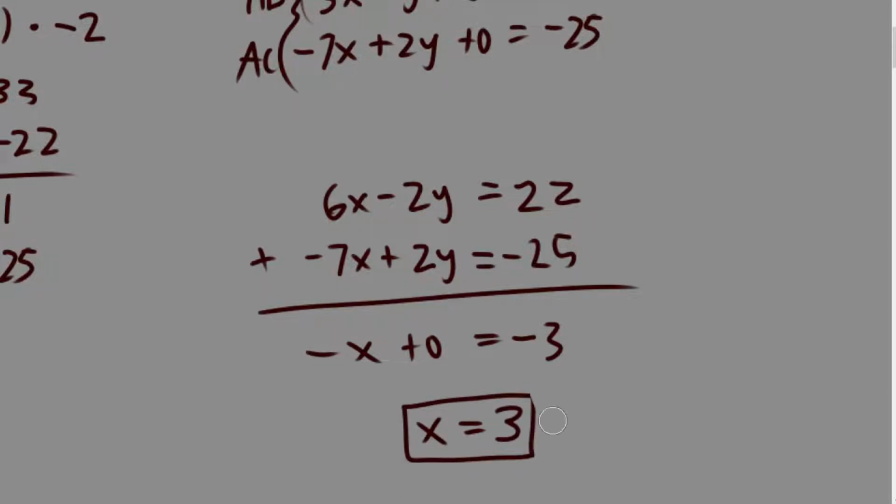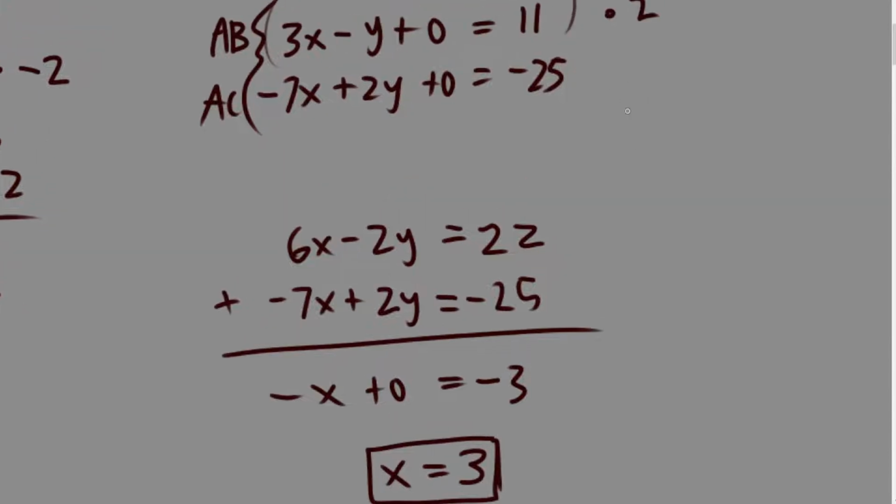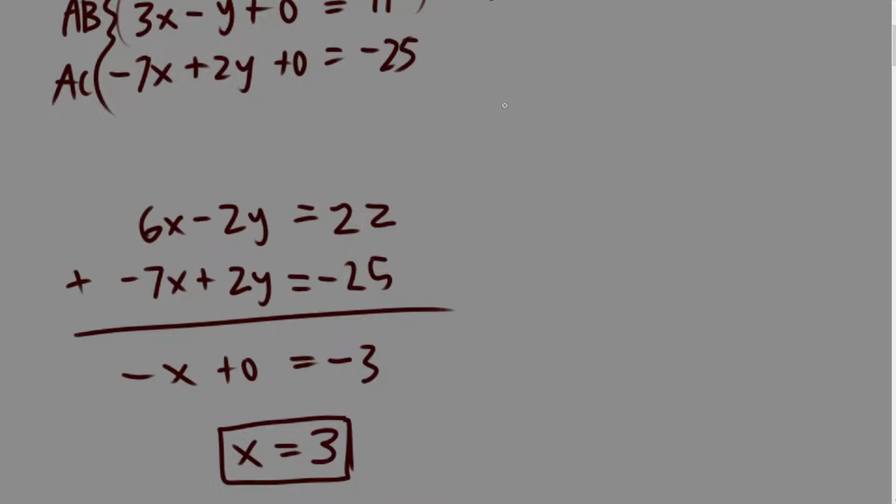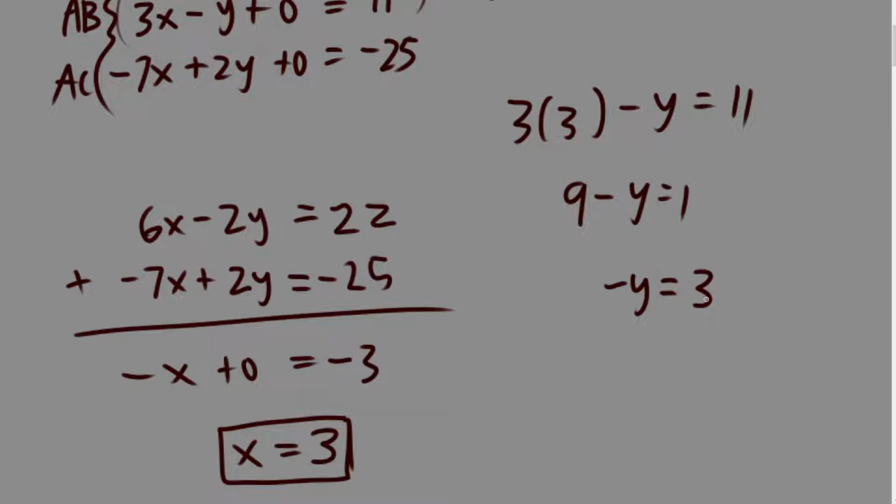What you can do now is go to the top equation again, and plug in x equals 3 and see what you get for that. So we'll do 3 times 3 minus y equals 11, which gives you 9 minus y equals 11. Minus 9 from both sides, we'll get negative y is equal to 2. And then that will give you y is equal to negative 2.